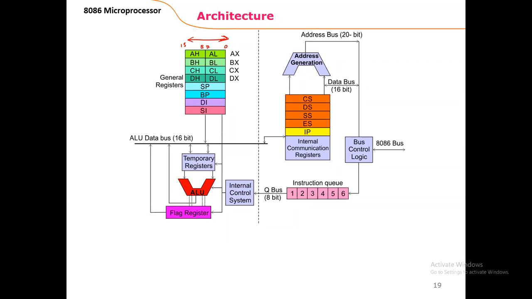0 to 7, and now 8 to 15. This is the higher part, 8-bit, and this is the lower part, 8-bit. Total, this is 16-bit. Okay, all are clear? Yes, sir.